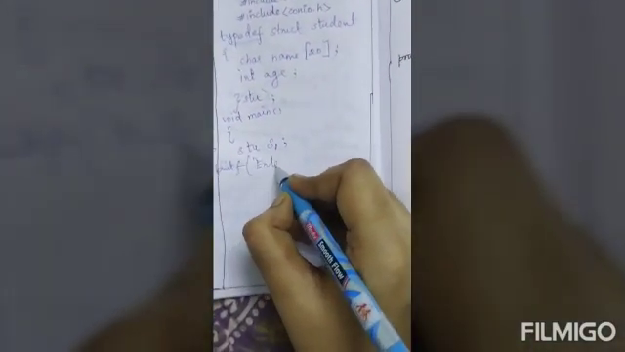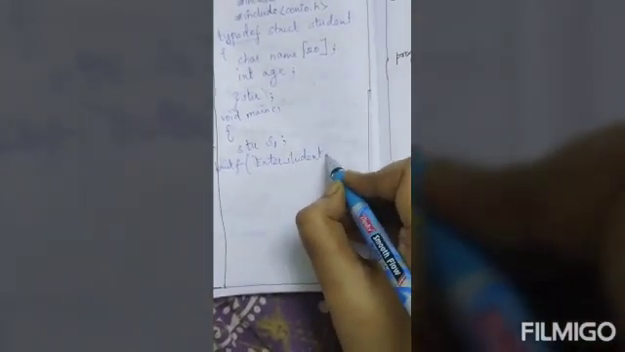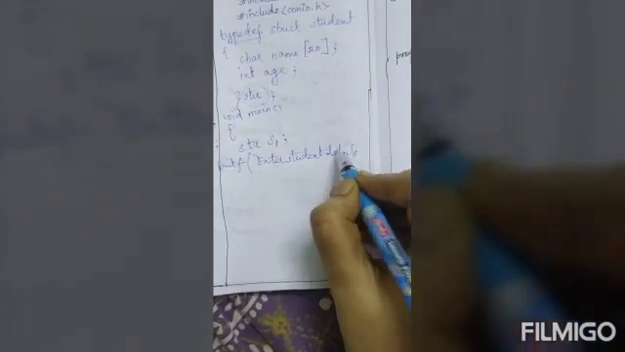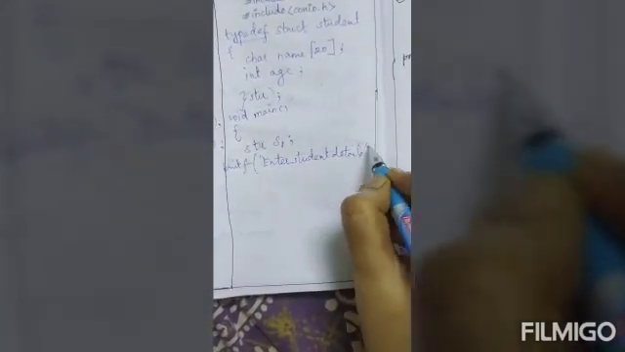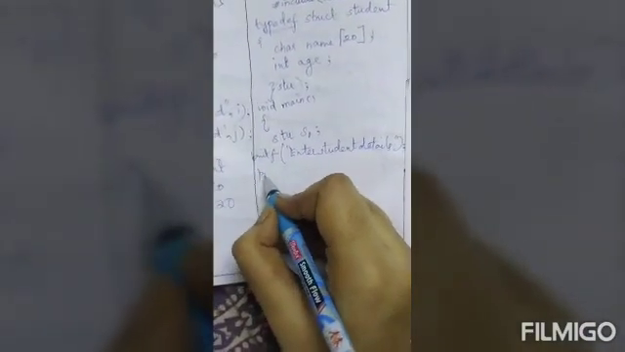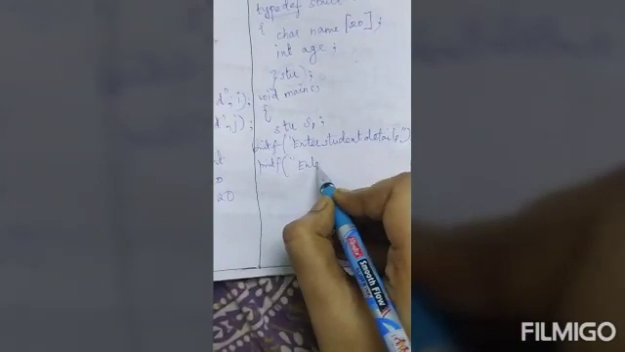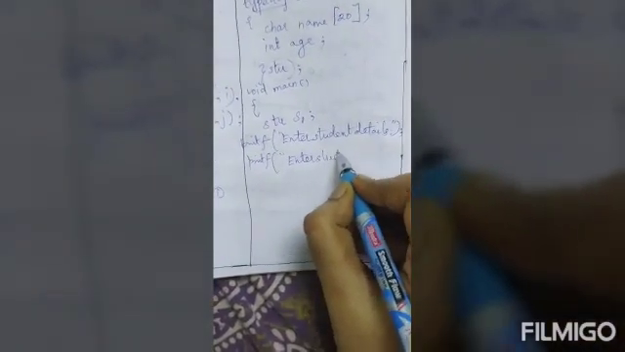Next the printf statement appears. Enter student details, as this should be displayed in the output. Enter student details. Then I am going to give his name, age, everything. Next printf statement is enter student name.